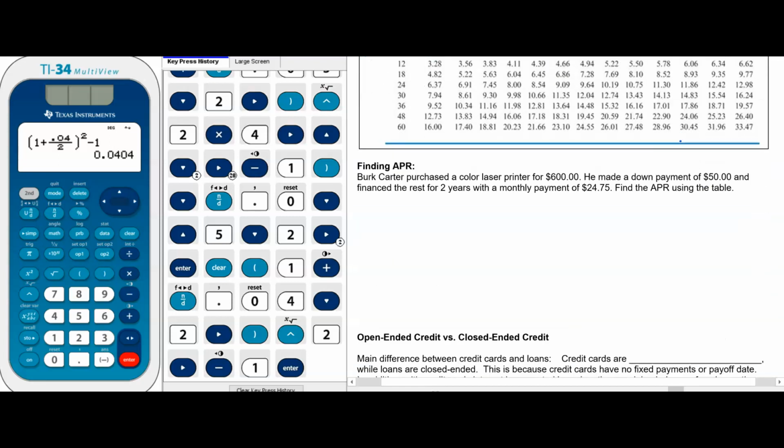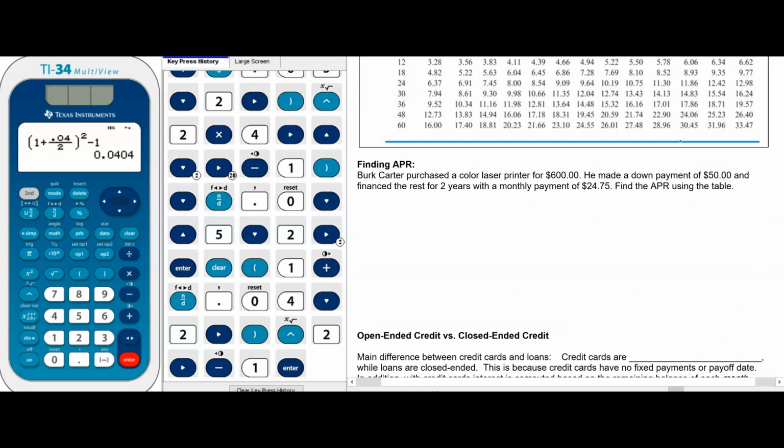So in the problem, finding APR, Bert Carter purchased a color laser printer for $600. He made a down payment of $50 and financed the rest for 2 years with a monthly payment of $24.75. Find the APR. Anytime a problem says find the APR, we're going to write down the APR formula. So the APR formula is the finance charge divided by the amount financed times 100.